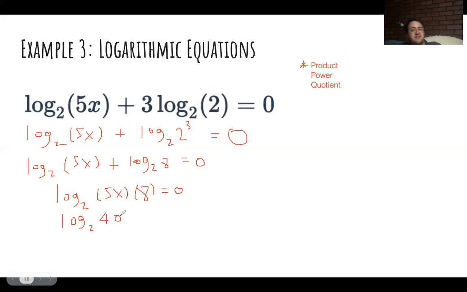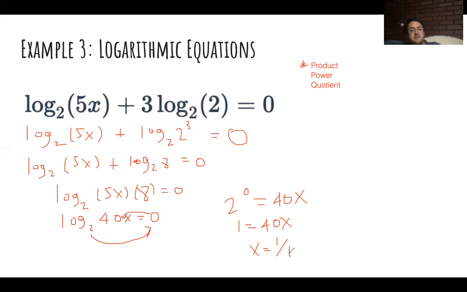So nothing wrong with taking your time a little bit. I'm going to say that this is going to be 2 to the 0 equals 40x. Two to the 0 is 1. And then x would simply be equal to 1 over 40. So if you are using these properties right, you'll turn them into multi-step equation level problems in Algebra 1 at the end of the day.